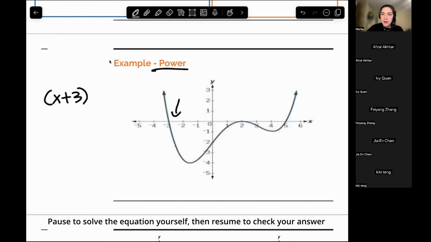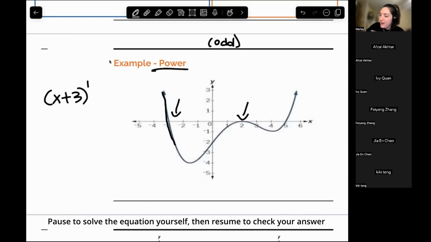Would this be to the first power or the second power? And how would we know? Yeah, so I'm seeing it in the chat box. It would be first power because it goes through. So whenever the line for the function goes through the x-axis, it's going to be to an odd power. So in this case, it would most likely be to the first. And that's what the answer choices would be. They wouldn't really have anything that's cubed on the SAT. So it would be x plus 3 to the first.